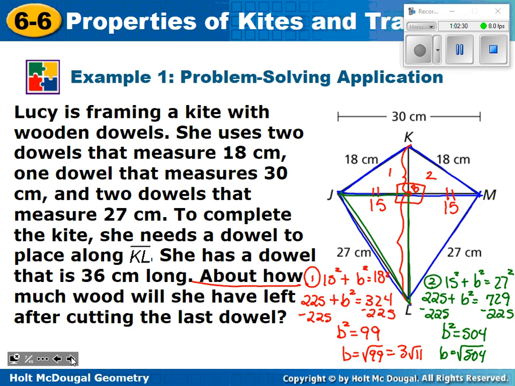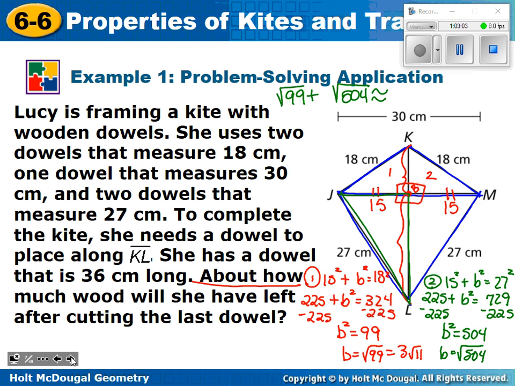So it did say about how much, so let's go ahead and add these together. So if we do the square root of 99 plus the square root of 504, it is approximately how much? You can't add those and get 1 square root because they're not the same. Remember, to add radicals, they have to have the same radical. So if we just type in square root of 99 plus square root 504, what does that give us?